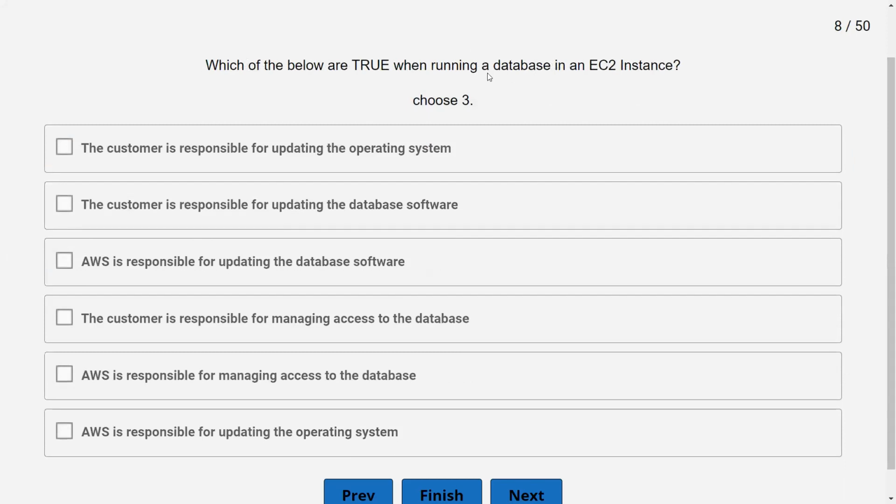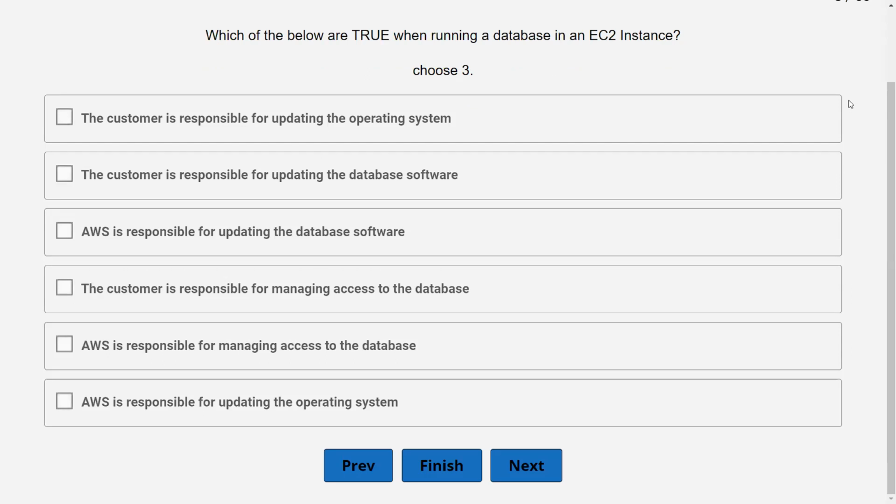Which of the below are true when running a database in an EC2 instance? So here they are still talking about the shared responsibility model. Customer is responsible for what? AWS is responsible for what? They select A, B, C, D, E, F. You can say C, D, F.